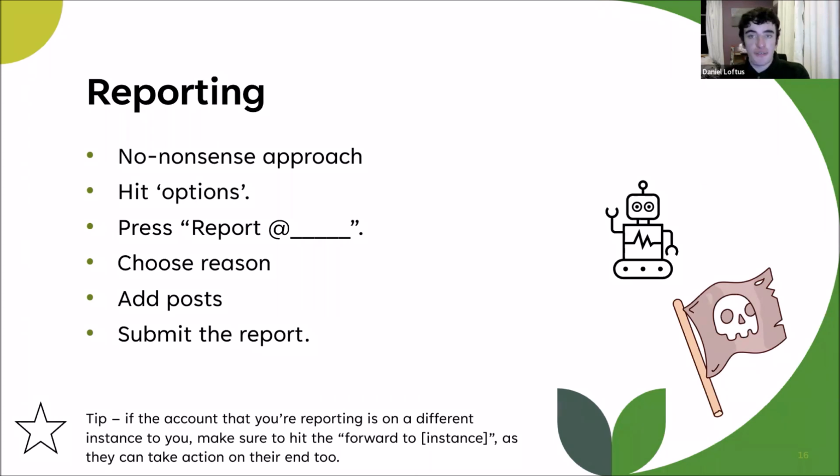So if I'm coming up with two random ones here, say the offending tweet was coming to me, which is on Twitch.community, and the person was on Mastodon.social, if you hit forward to Mastodon.social, it'll send a copy of the report you're sending to your own instance, but to their instance as well, so that they can take action as well.